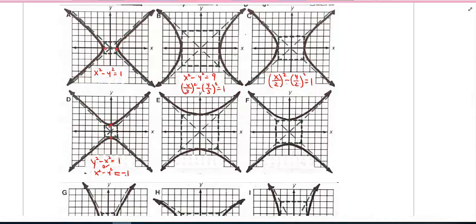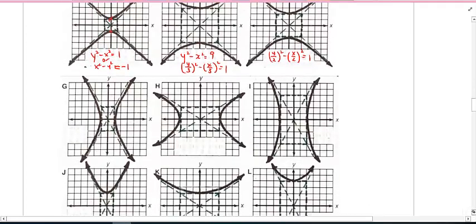I don't care which one you use, but I like having the y one in front, because I know this is up and down, so I always think y. So y squared minus x squared equals, in this case, 3 squared, which would be 9, or I'll say (y over 3) all squared minus (x over 3) all squared equals 1. And then similarly for F, notice that it's expanded by a factor of 2 in both the y and the x. So I'll get something like that. Okay?